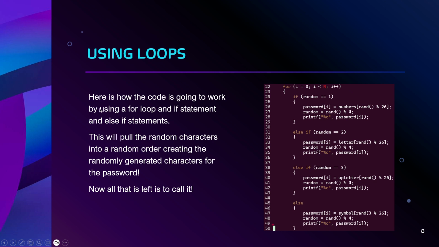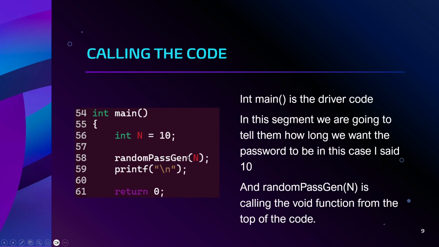Here's how the code is going to work. By using a for loop, an if statement, and else if statements, we are going to call these passwords. This one's going to call whatever was up on the top, and then it's going to fall into these categories of the if statement. This will pull the random characters into a random order, creating the random generated characters for the password. Now, all that is left is to call it.